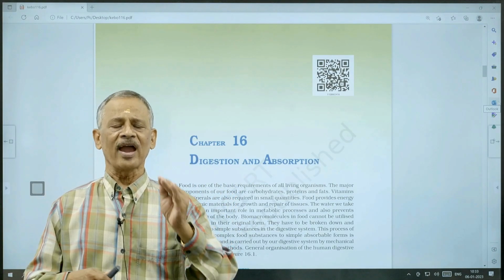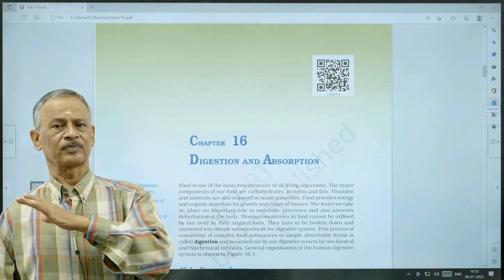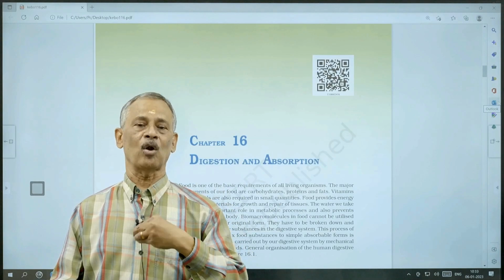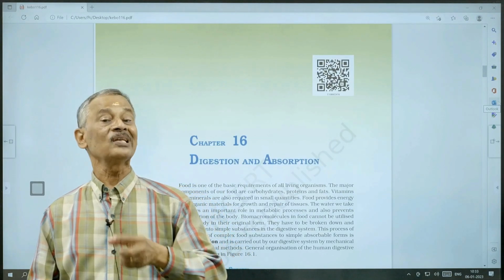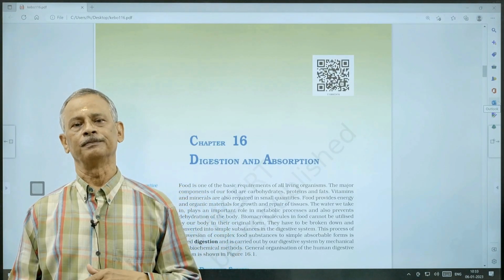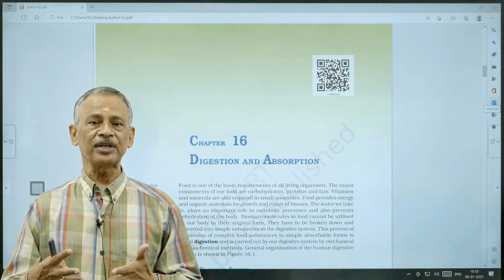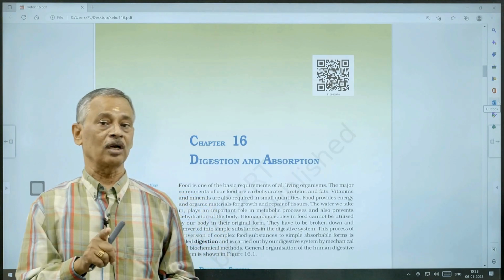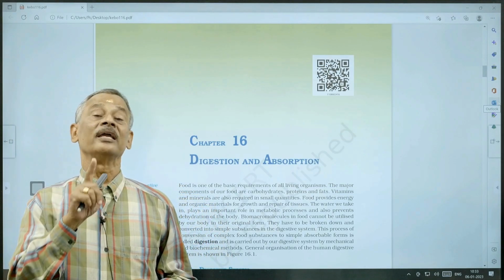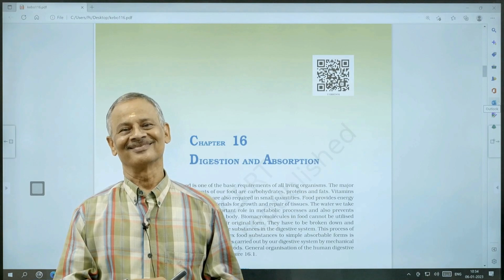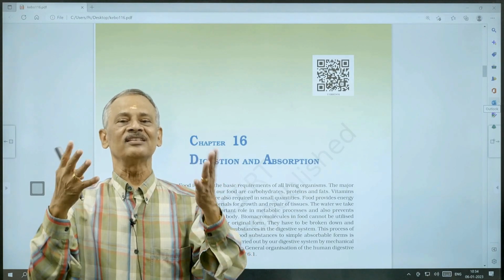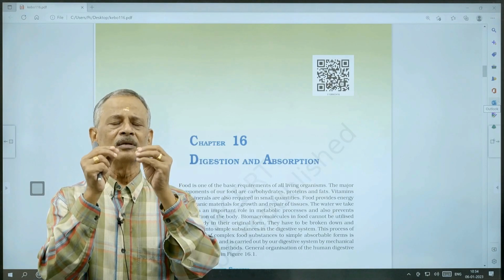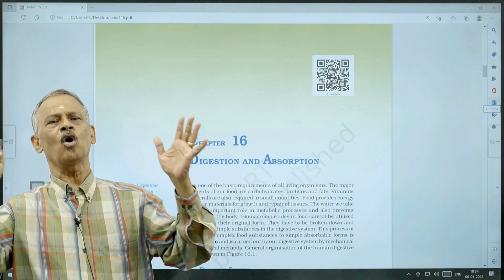And we have definite stages. First, we have to take food into our body. Through the mouth, we will be taking. That is called ingestion. Then, in the alimentary canal, it is digested. So, digestion occurs extracellular, outside the cells.